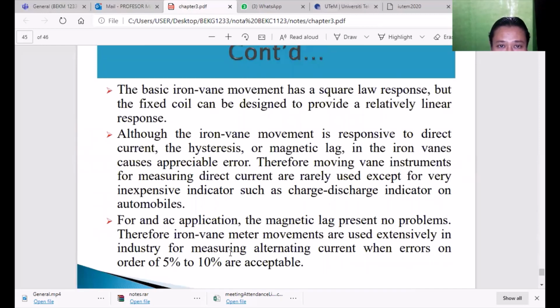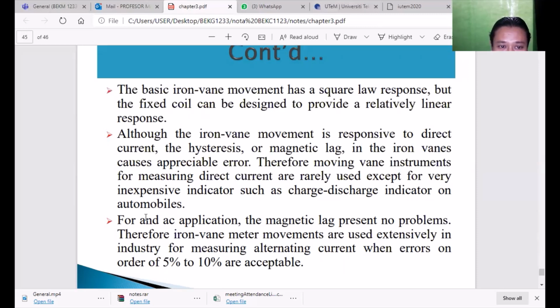Alright, so the basic iron vane movement has a square law response, but the fixed coil can be designed to provide a relatively linear response. Although the iron vane movement is responsive to direct current, the hysteresis or magnetic lag in the iron vane causes irreversible error. Therefore, moving vane instruments for measuring direct current are rarely used except for very inexpensive indicators such as a charge discharge indicator on an automobile. So the application for iron vane is normally in automobiles.